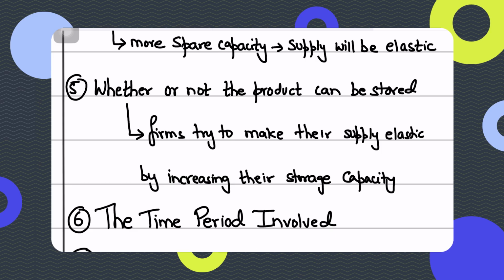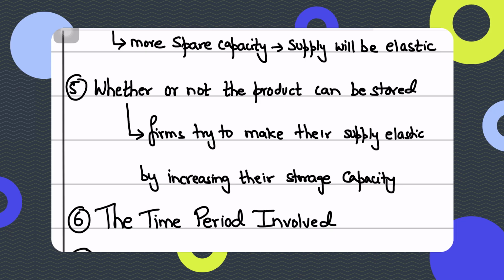Moving forward, the fifth factor is whether or not the product can be stored. If your product can be stored, then the quantity supplied can be adjusted relatively easily whenever demand goes up and price goes up. What firms usually do is invest in storage capacity. They get warehouses, and they make their products and store them there as buffer stock. Buffer means an extra stock. Once prices rise in the market, they supply that from the warehouse, from the storage facilities that they have.